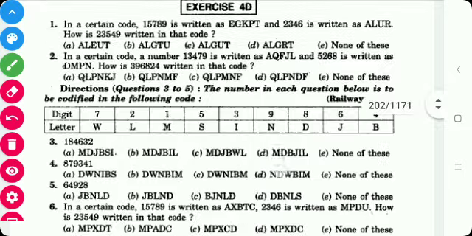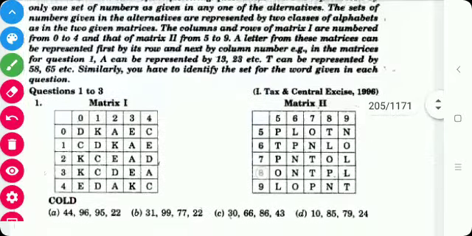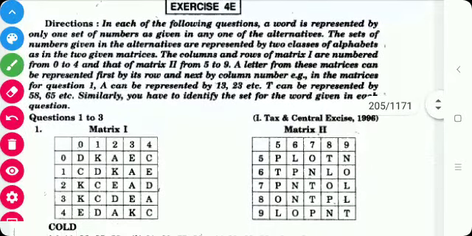Next is matrix coding. See, this is the matrix coding. So here two matrices are given, and as we know, a matrix consists of rows and columns. So we have to code that particular word as rows and columns. Like we can code this K as 0 1 and this L as 5 6. There are two matrices and these letters are not repeated in the other matrix. So if the K is in the first matrix, then it is not in the second matrix.